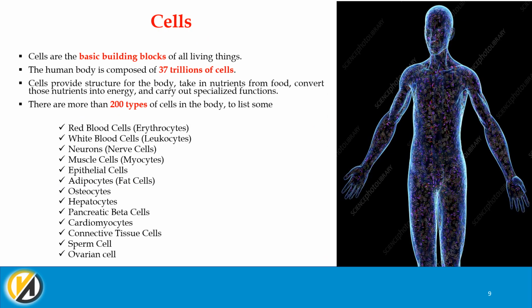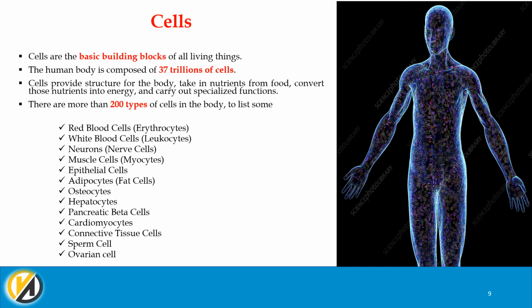So let's discuss cells. Cells are the basic building blocks of all living things. The human body is composed of 37 trillion cells. As you can see in this picture, which is a scan of the human body, it is made of billions or trillions of cells. These cells provide structure for the body, take in nutrients from food, convert those nutrients into energy, and carry out specialized functions.